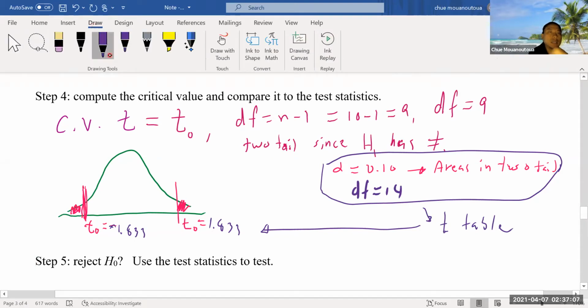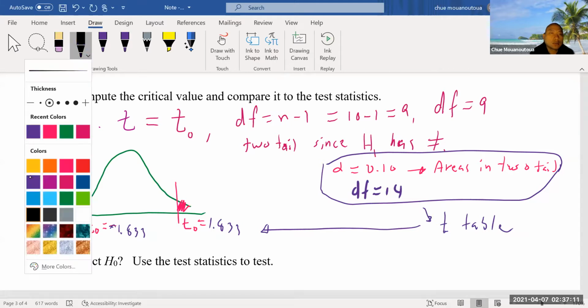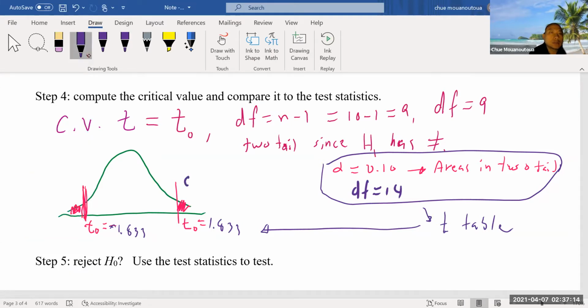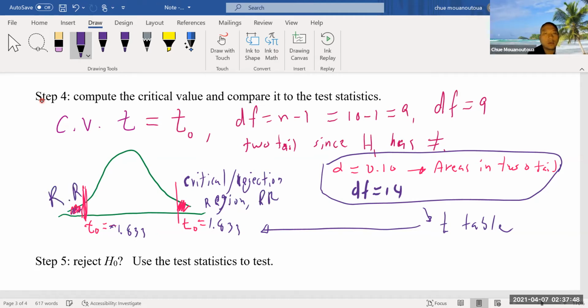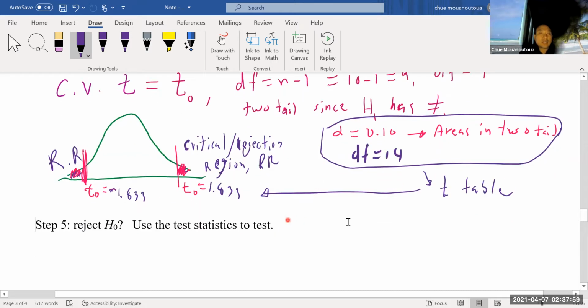Let me write this in ink here. Okay, this is called the critical region, or rejection region. I like to call it the rejection region because I just put RR here for rejection region. That is the area on the tails. I like to call it that because this is the area where I have to reject. So how do I reject it?